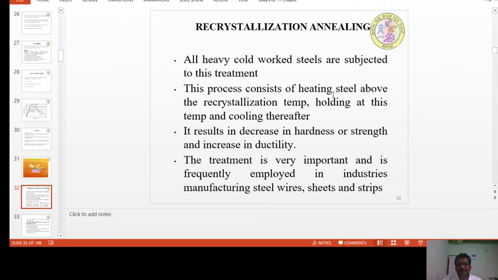all heavy cold worked sheets are subjected to this treatment. This process consists of heating the steel above the recrystallization temperature, holding it at this temperature, and cooling thereafter. It results in a decrease of hardness and strength and increases the ductility. The treatment is very important and it is frequently employed in industries manufacturing steel wires, sheets, and strips.